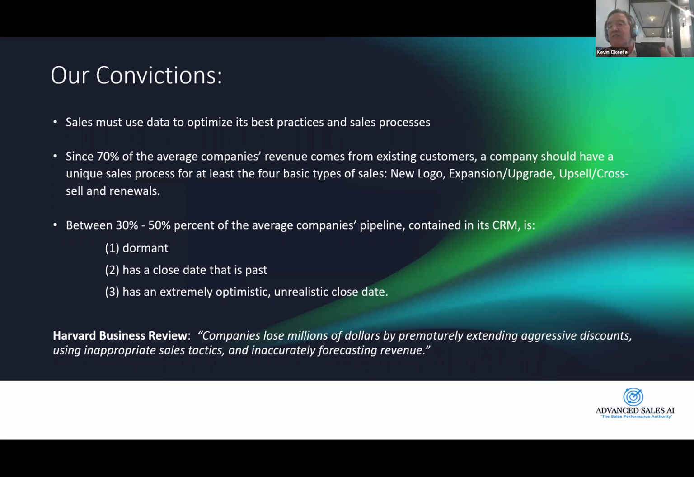And so you should not only have a sales process in place for new logos, but you should have a sales process in place for all the unique types of sales, because they're all different. They all have different time frames, different durations, different stages and different tasks. So go ahead. I'm sorry.